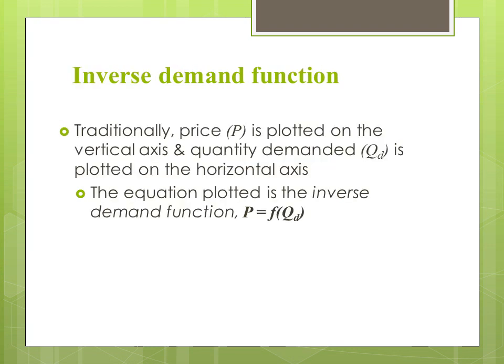Inverse demand function. Traditionally, price is plotted on the vertical axis and quantity demanded is plotted on the horizontal axis. So we take quantity demanded horizontally, and price vertically. The equation plotted is the inverse demand function. So here the slope of demand is negative, and price is equal to a function of quantity demanded.